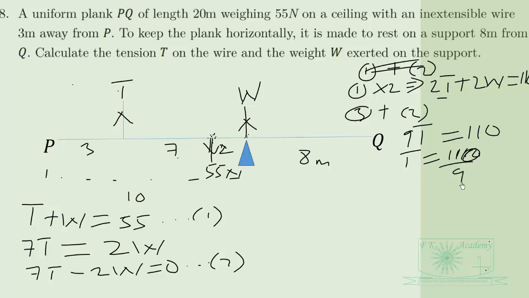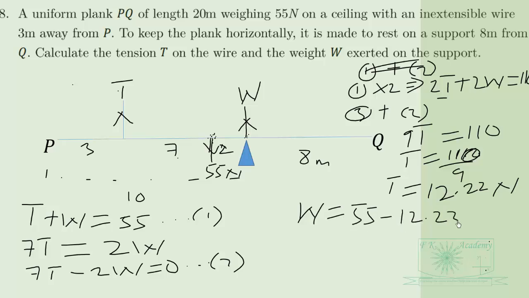over 9, which is equal to 12.22 newtons. Then again, we can substitute this into equation 1 to get W equal 55 minus 12.22, and that will give us 42.78 newtons.